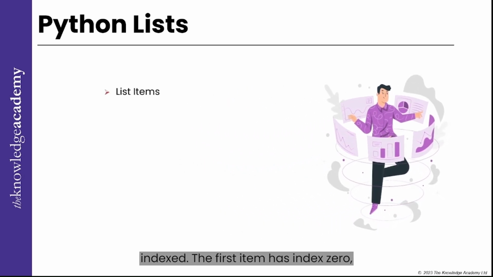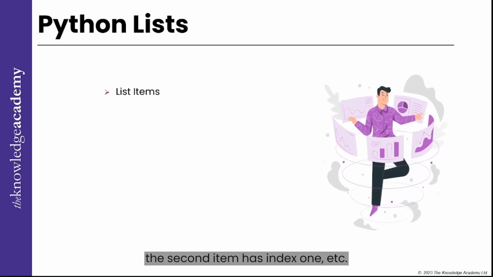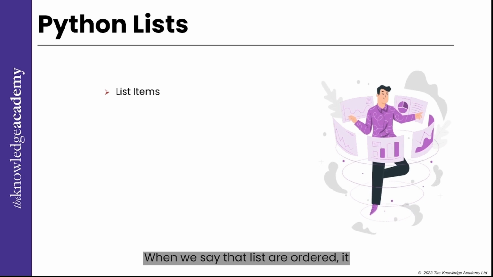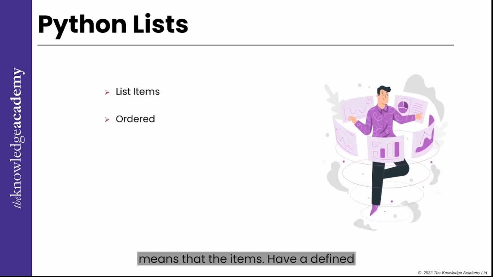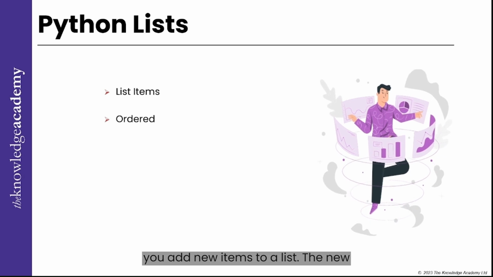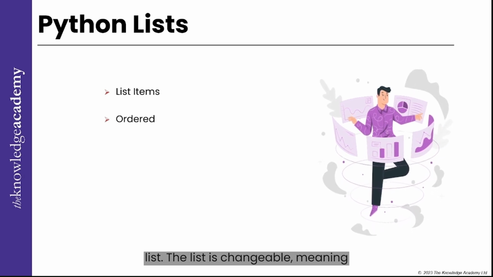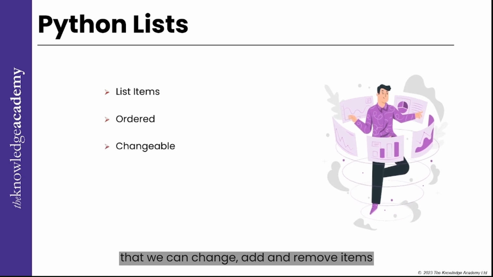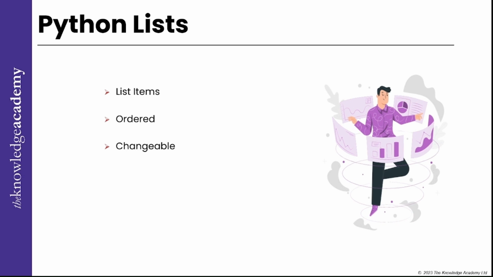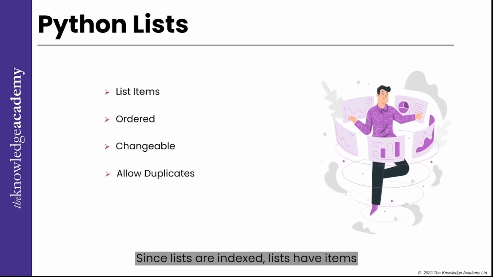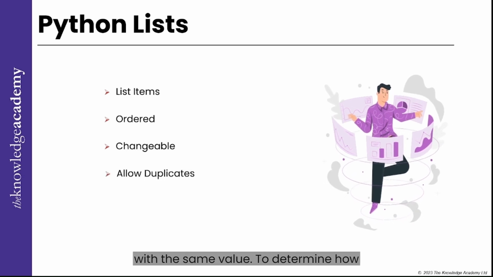List items are indexed. The first item has index 0, the second item has index 1, etc. When we say that lists are ordered, it means that the items have a defined order, and that order will not change. If you add new items to a list, the new items will be placed at the end of the list. The list is changeable, meaning that we can change, add, and remove items in a list after it has been created. Since lists are indexed, lists can have items with the same value.